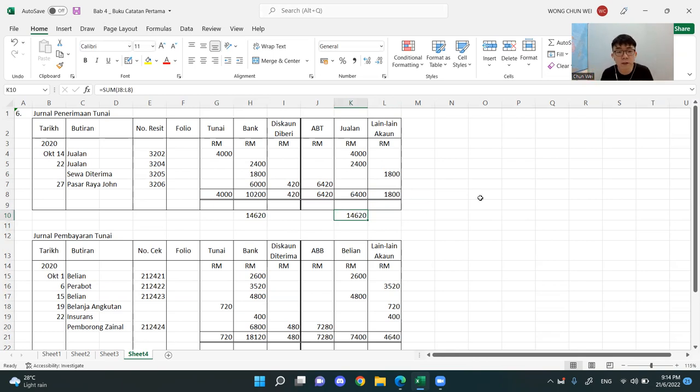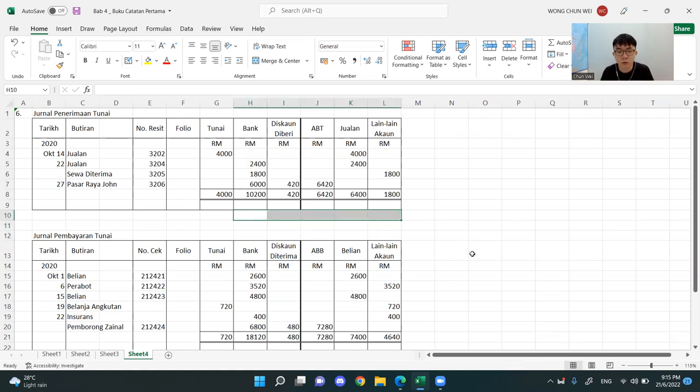Same concept. If these two figures are the same, chances are there is no mistake. So far, probably there's no mistake. But 1%, yes, there may be a mistake, depending on how you record the thing. But based on the format, you did it correctly.